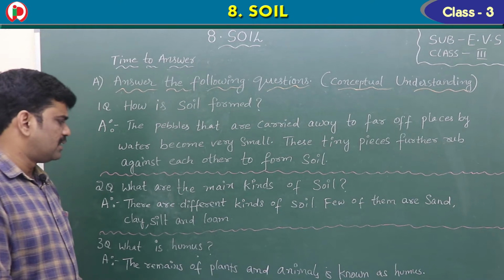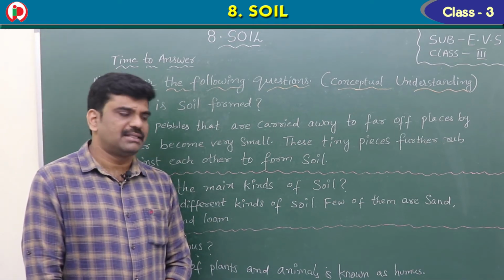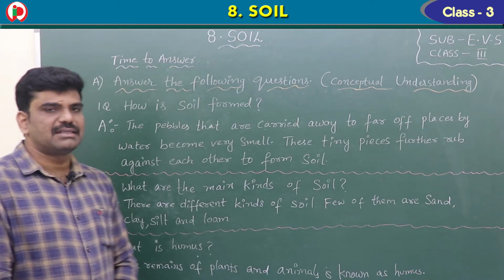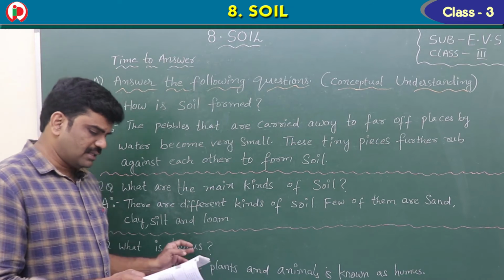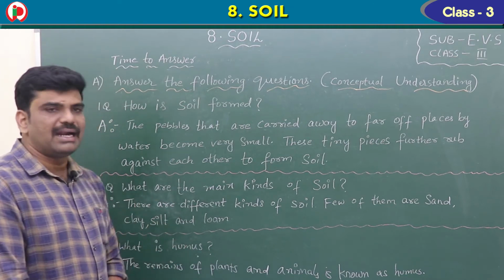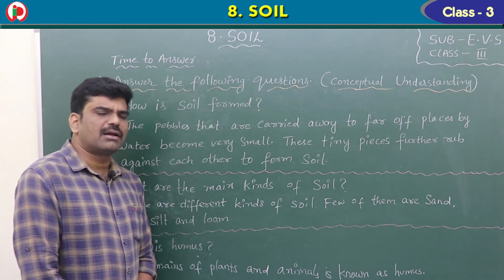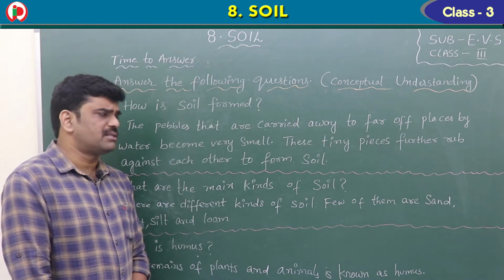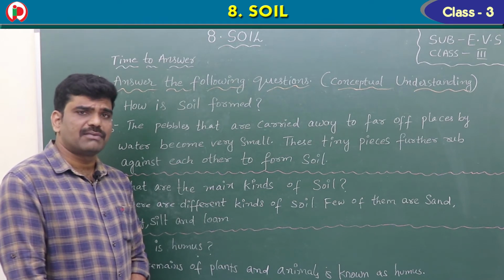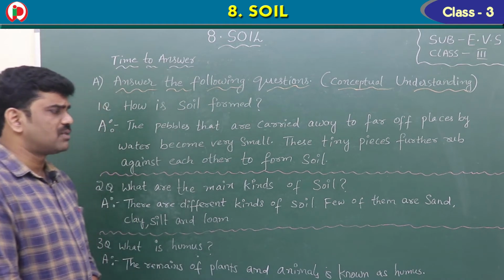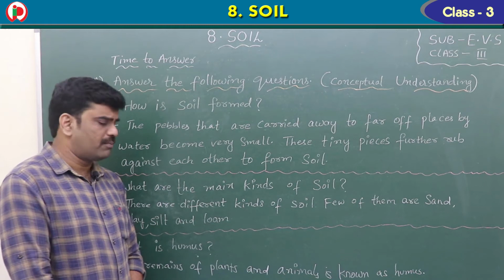So let us see, there are different kinds of soil, children. Few of them are sand, clay, that is called sandy soil, clay soil. Next one is silt and loam. Here all the crops are not grown in the same type of soils. Different crops are grown in different types of soils. So these different types of soils are sandy soil, clay soil, silt and loam.